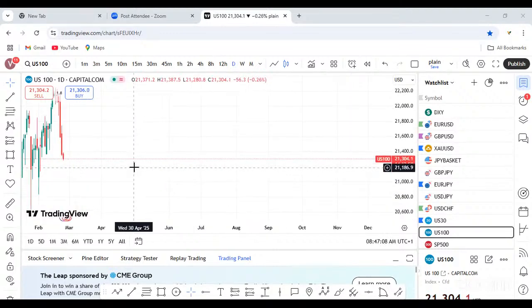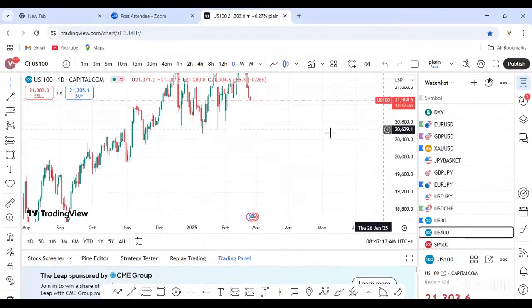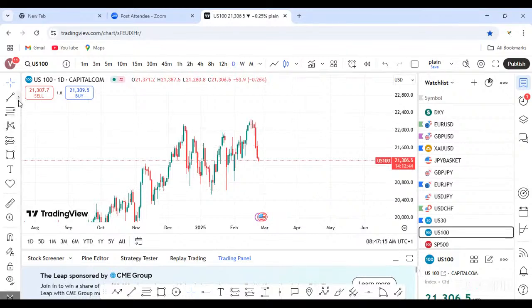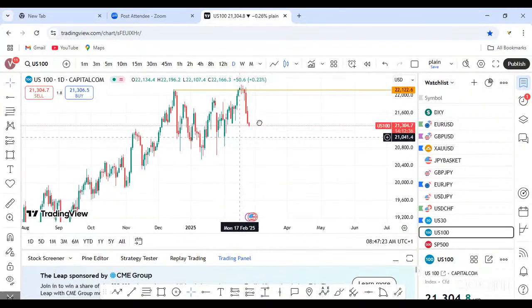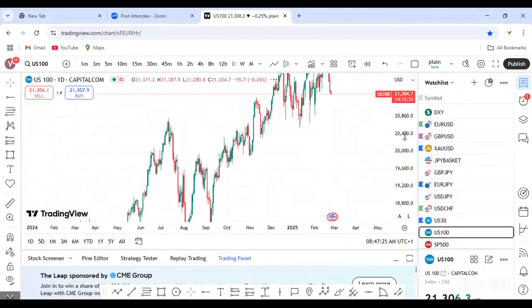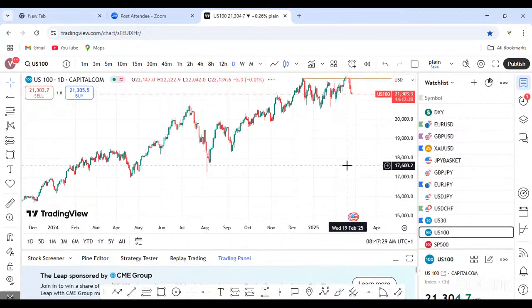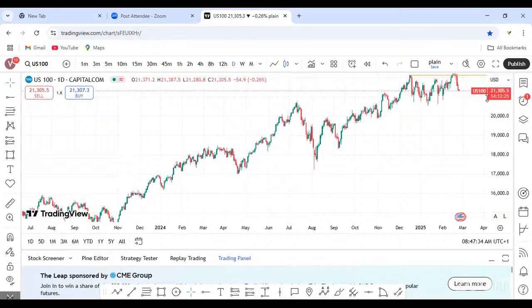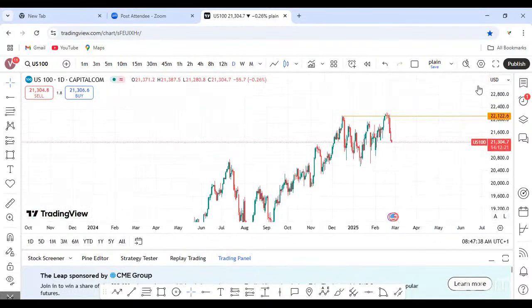On the US 100, we can see that we are selling off. We are selling off from the highs, which we thought was going to start buying itself. We can see a sell-off from this high, and ultimately price is most likely going to inevitably sweep through everything. My chart is a bit hanging. Okay, I think we're good now.